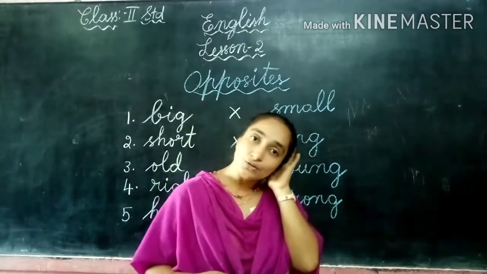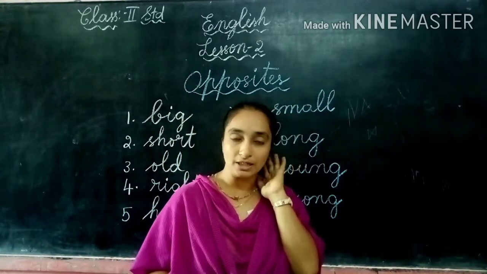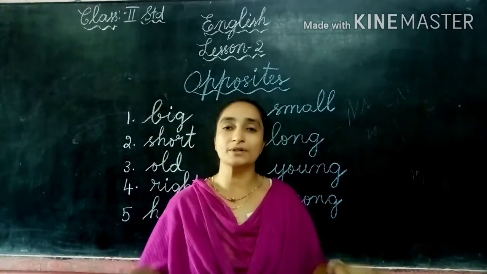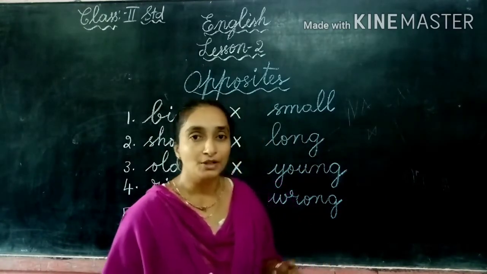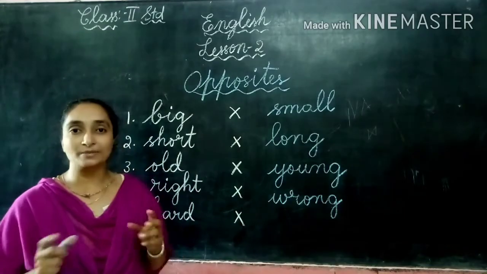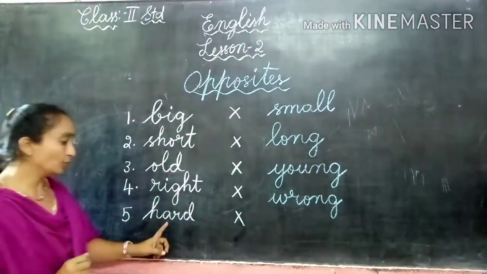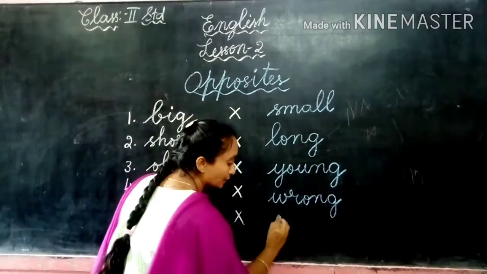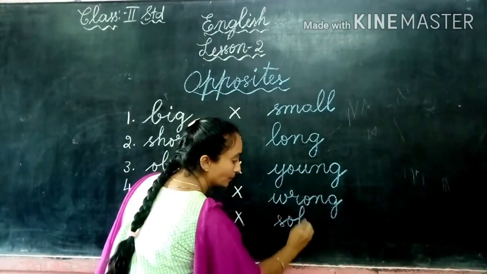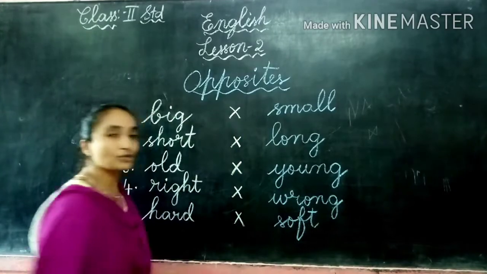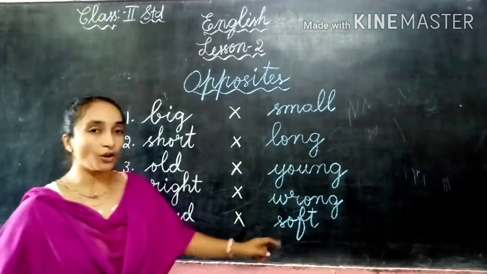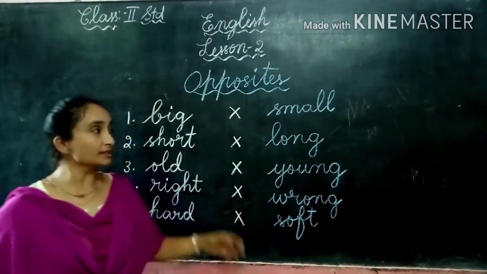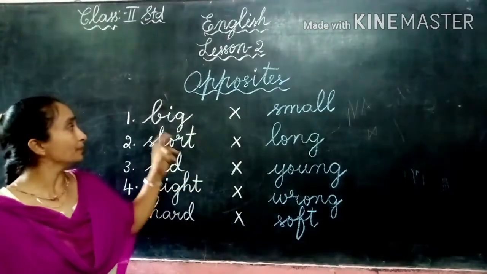Why? Because when we go to sleep, the bed also must be soft. Then only we'll get a nice sleep. So the pillows and beds must always be soft. So hard, H-A-R-D, hard. Hard, opposite is soft. S-O-F-T, soft. Hard, soft.